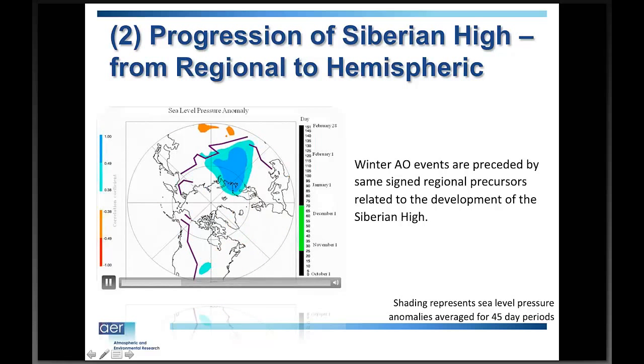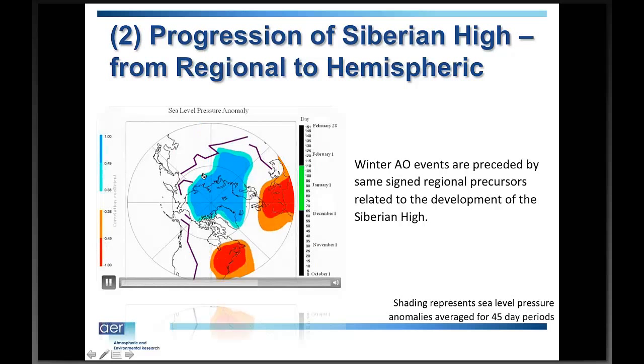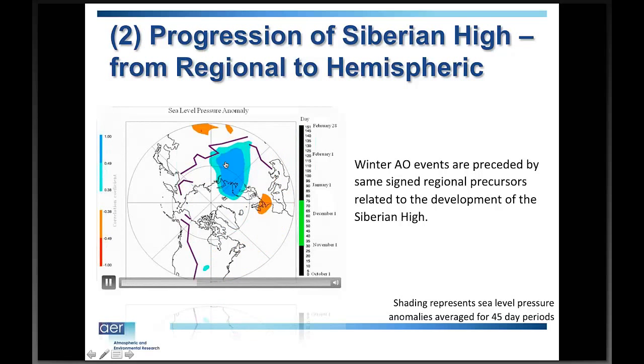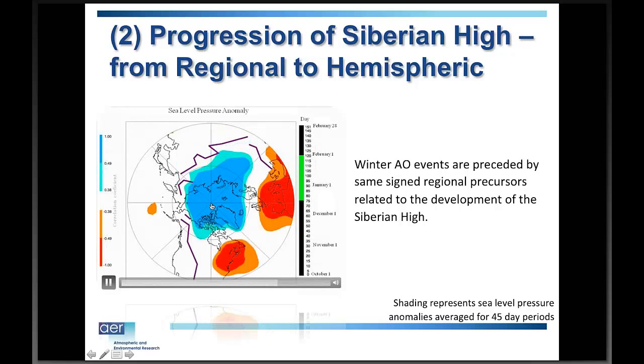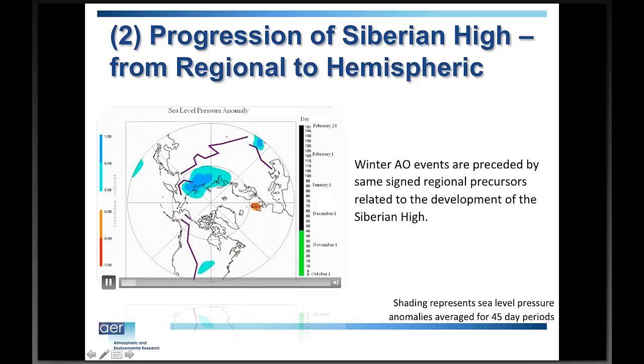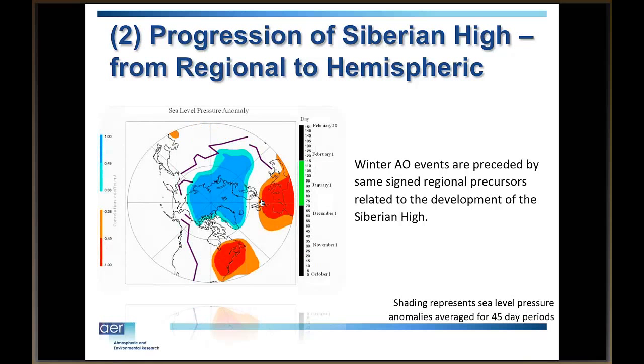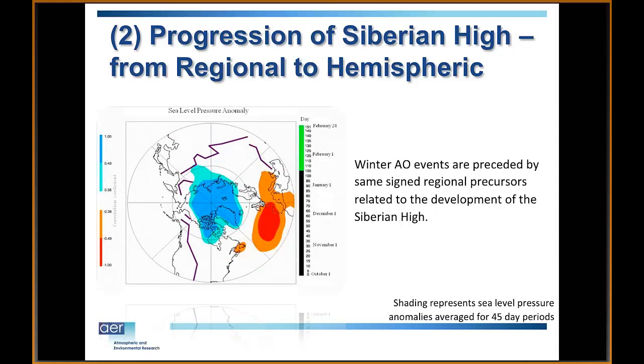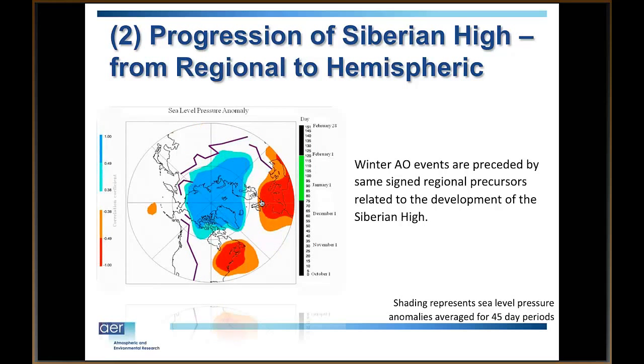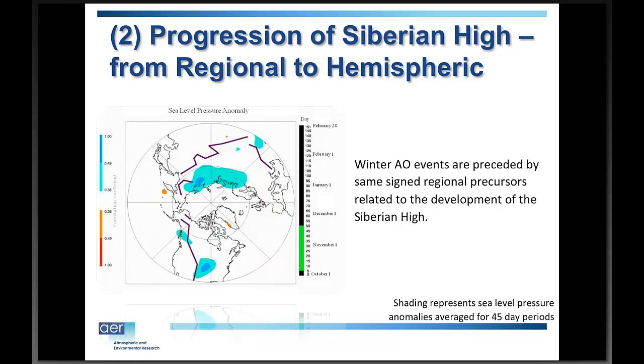You can see how we have started with a regional perturbation, which propagates first westward, and then it expands northward and encompasses the whole pole, and then you get this opposite sign anomaly, specifically in the North Atlantic Oscillation. So from this animation, it seems very much that this hemispheric scale Arctic Oscillation starts out in the fall as a regional perturbation in Siberia, and then it just expands over as the season progresses.